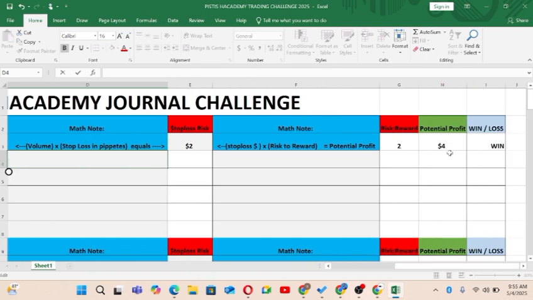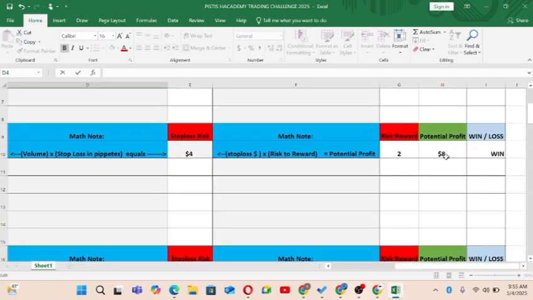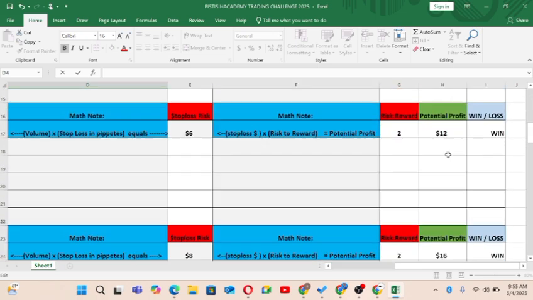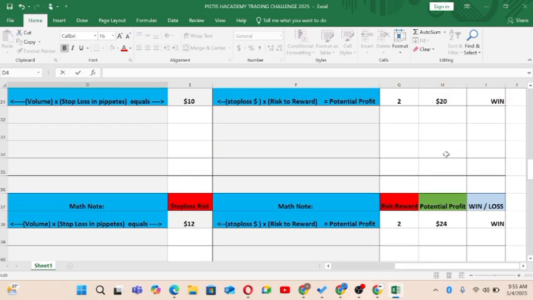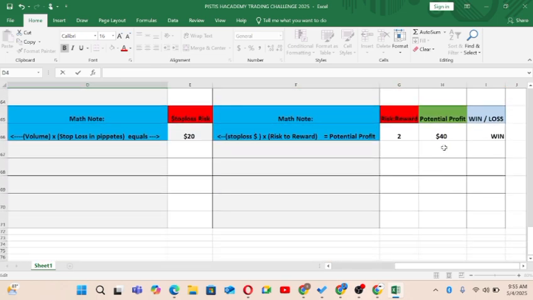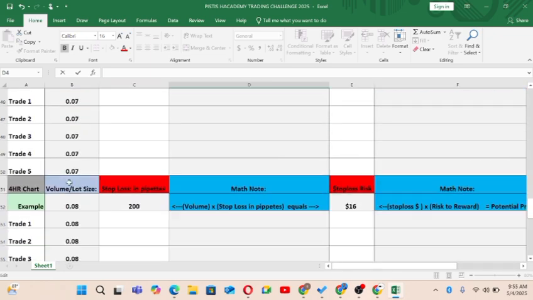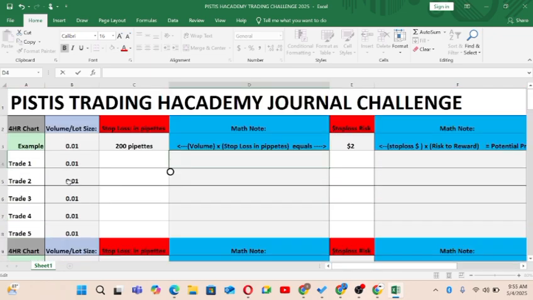You can see the profit. The first day we want to be making $4. The second trade we want to be making $8, then $12, $16, $24, $28, $32, $36, and $40 is the last one. That is what we want to be making. And that is how we'll continue to increase our lot size as our account balance continues to increase.